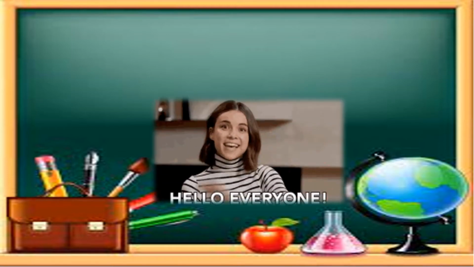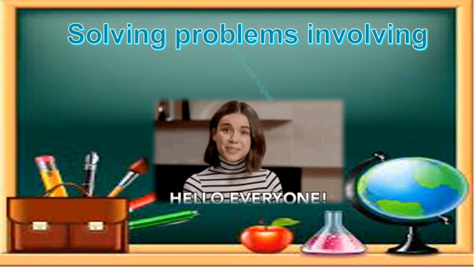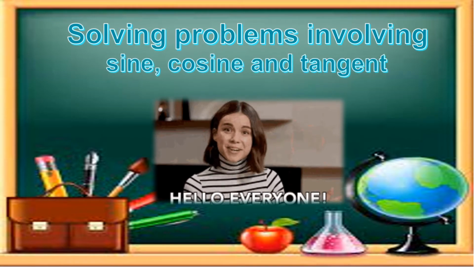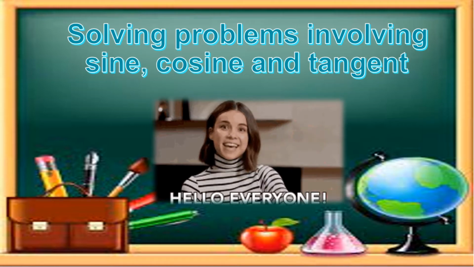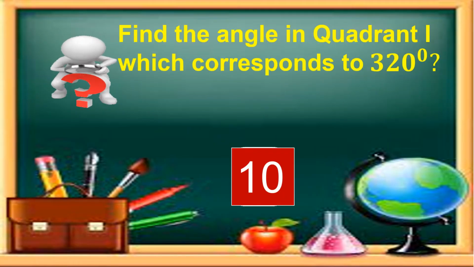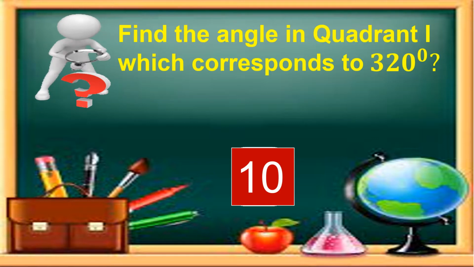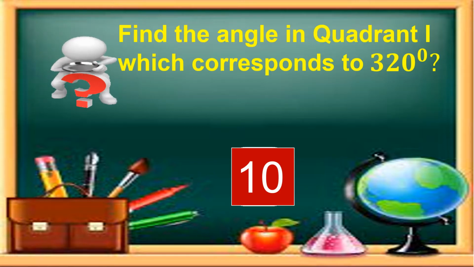Hello everyone, our topic today is all about solving problems involving sine, cosine, and tangent. To begin with, let us have a short quiz. So you have 10 seconds to answer this one. Let us read all together. Find the angle in quadrant 1 which corresponds to 320 degrees.